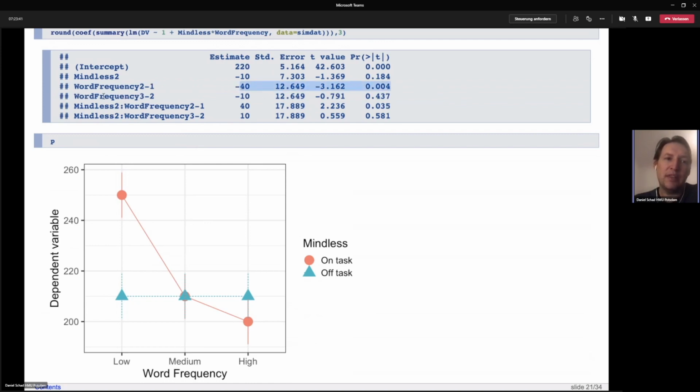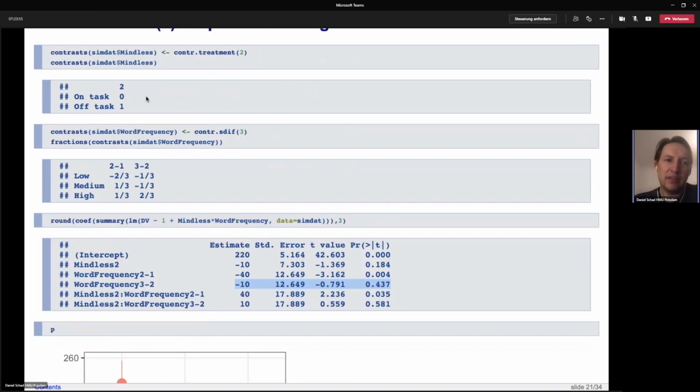And then we see that the second word frequency is comparing 3 versus 2, high versus medium. And this is a difference from 210 to 200. And it's a difference of minus 10, which is not significant. Okay, so this is interesting here.